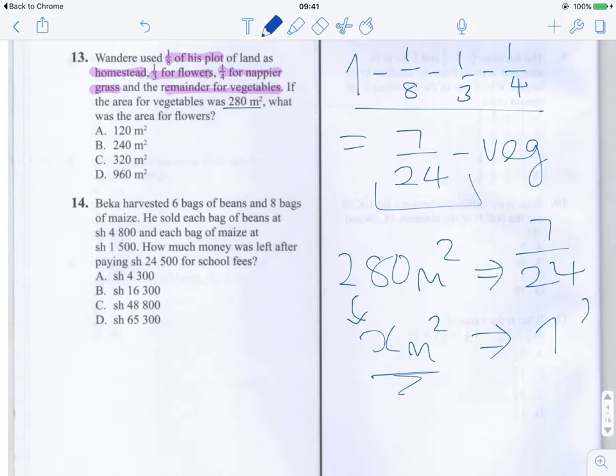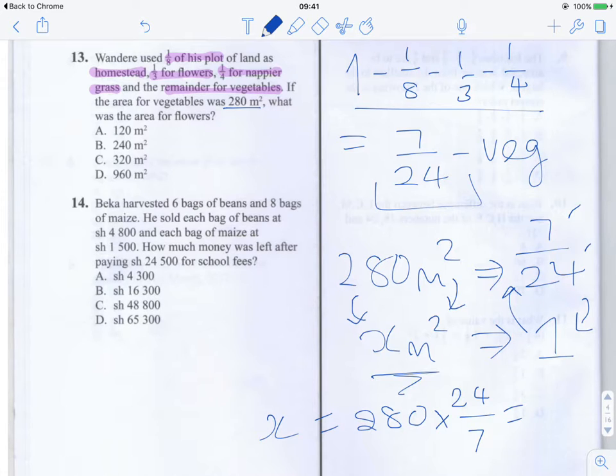How do we turn 7/24 into 1? To turn 7/24 into 1, we need to times by 24 and divide by 7. We do the opposite of what's been done to turn 1 into 7/24, which was to times by 7 and divide by 24. So let's do the same to this 280: 280 times by 24 divided by 7 equals x, and that will give us the whole, the total area of the land.